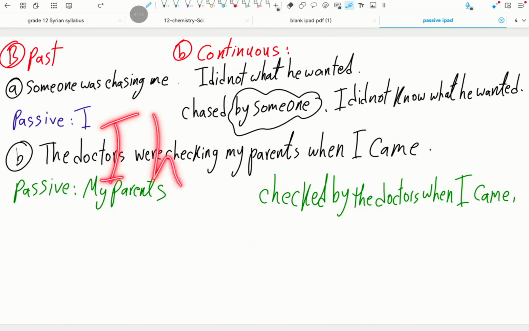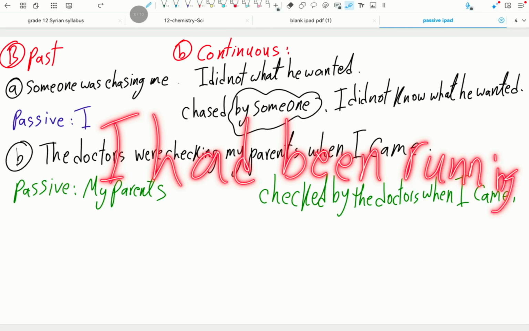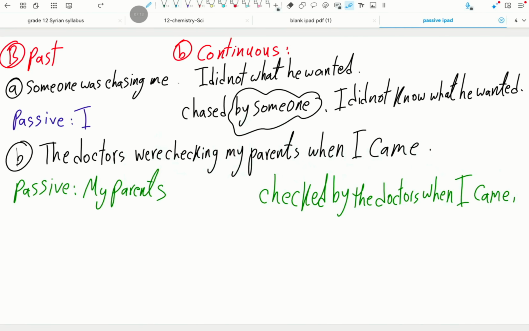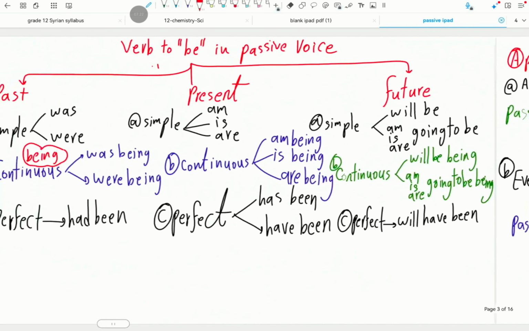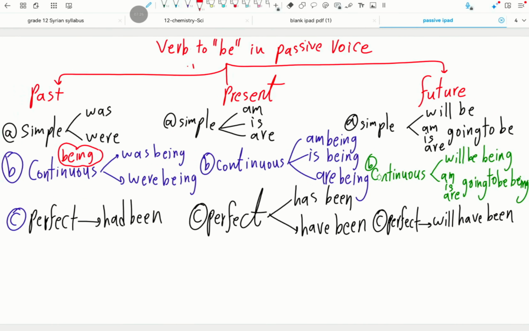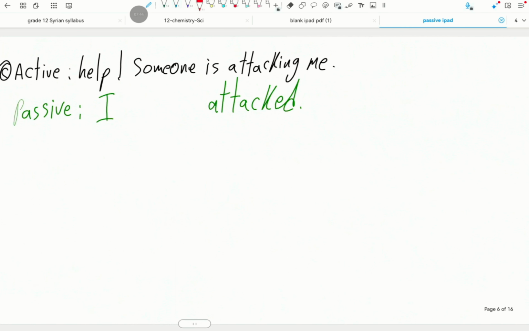I had been running, it is past perfect continuous, my friends. Why? Because of the had. So here, what do we have options for past continuous, my friends? For present continuous, we have am, is, are, being. Always when we have continuous in passive voice, we always use being, whether present continuous, past continuous, or future continuous. So I have past continuous, was being, or were being.